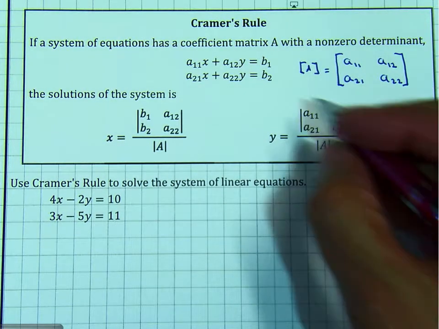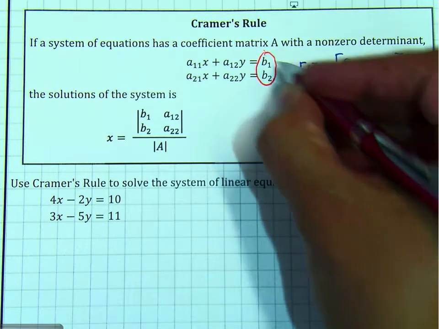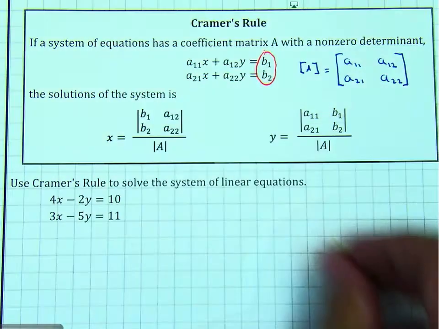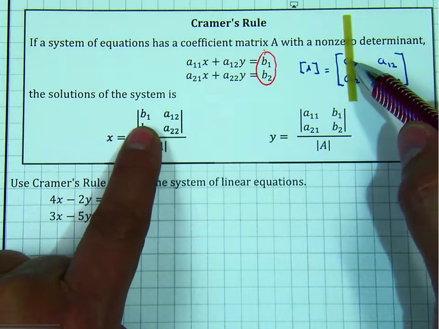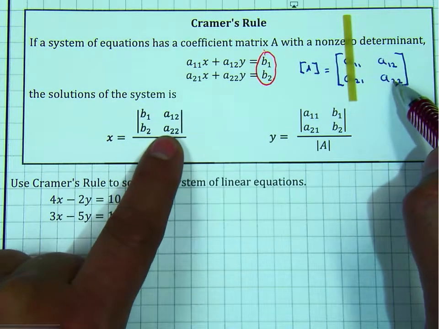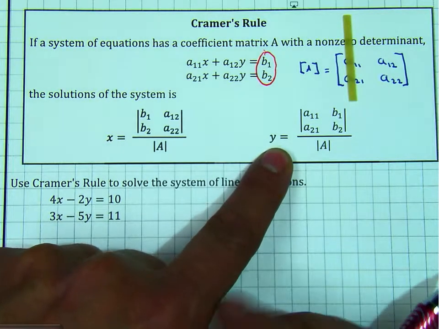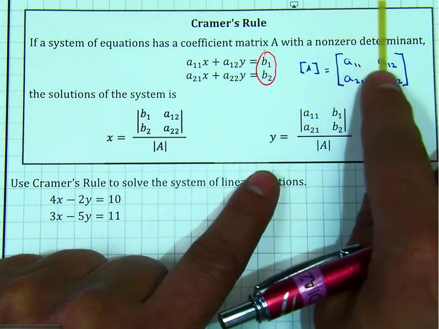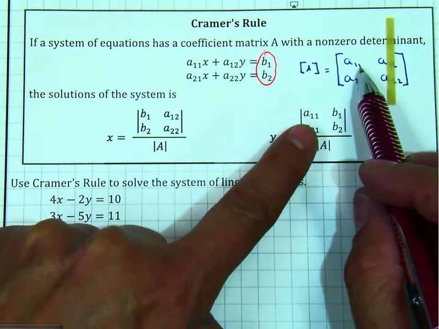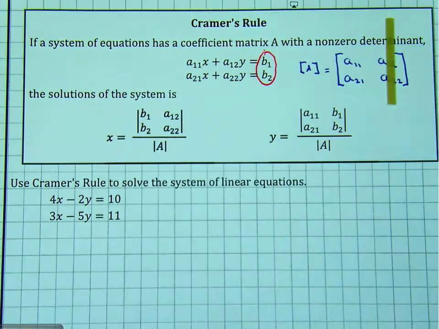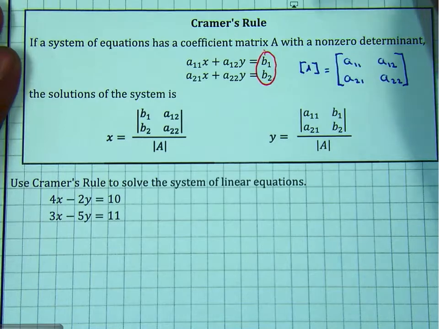Next, if you're trying to find the x values, you're going to replace the x values, so therefore it becomes b1, b2, and those two stay the same. If you're looking for the y value, then I'm going to replace the y value with b1, b2, and a11 and a21 stay exactly the same. You got it? So let's go through a process.